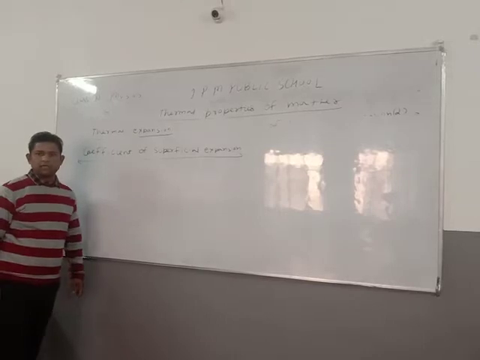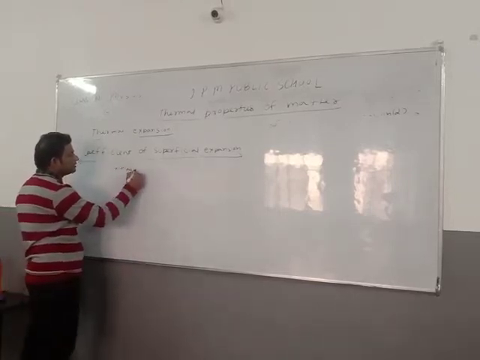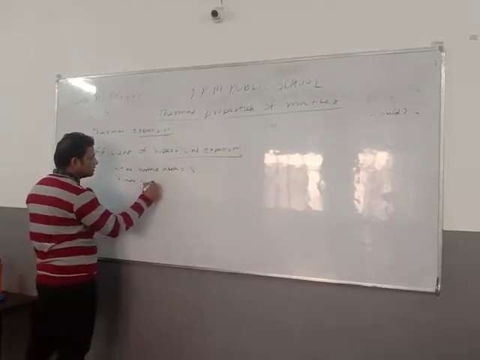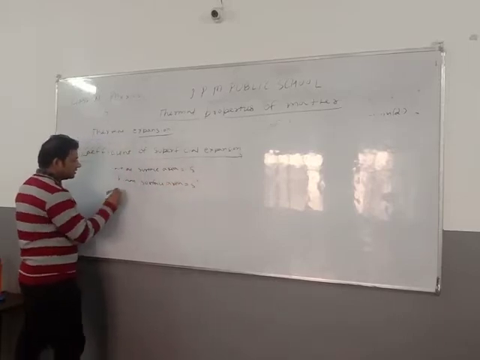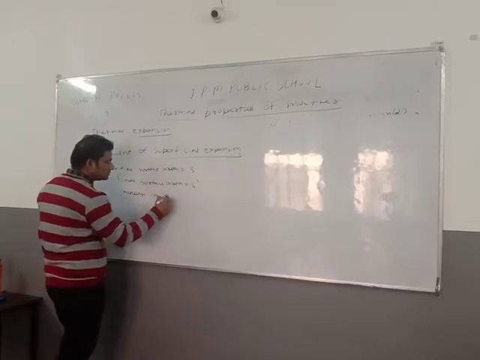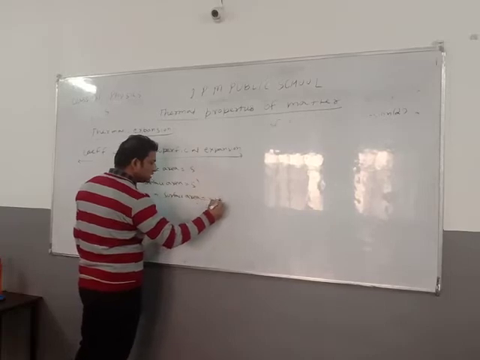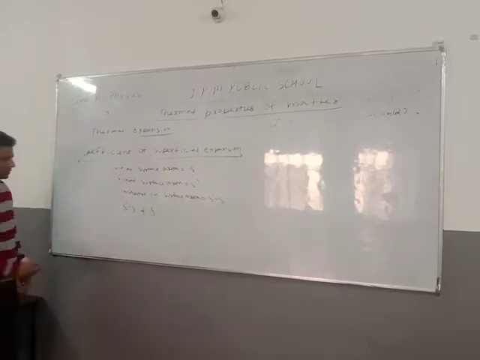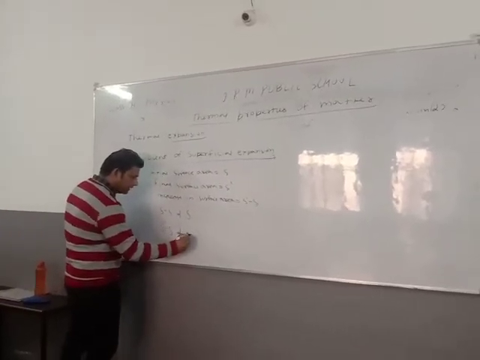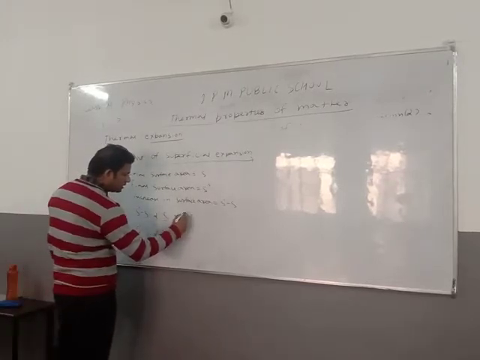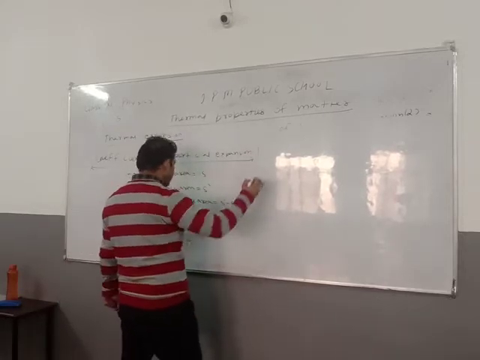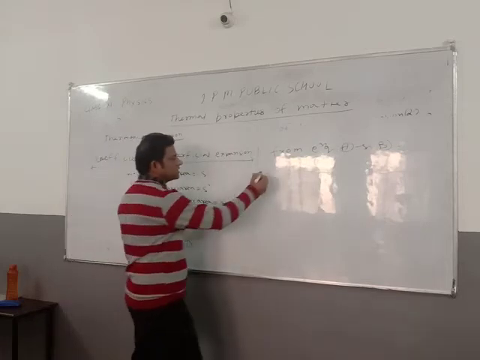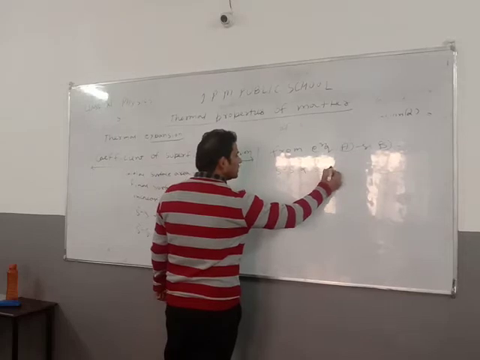Students, next topic is coefficient of superficial expansion. It means initial surface area S, final surface area S dash, increase in surface area S dash minus S. So students, S dash minus S, the increase in surface area, is directly proportional to surface area, and S dash minus S is directly proportional to delta T. This is equation A and this is equation B. So from equations A and B, S dash minus S is directly proportional to S delta T.